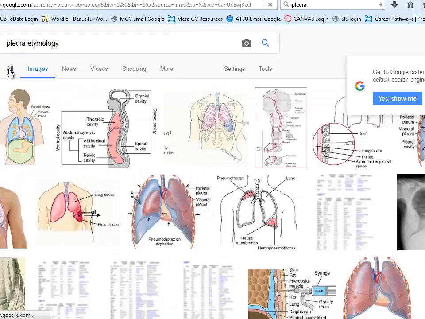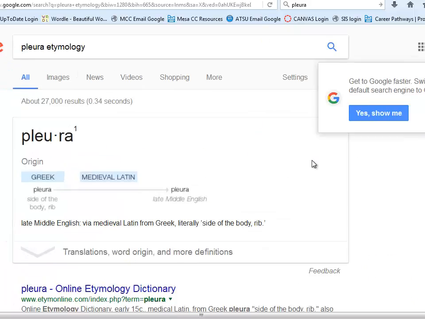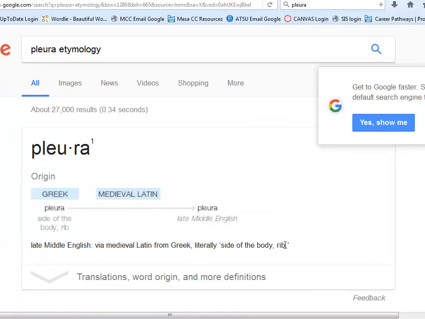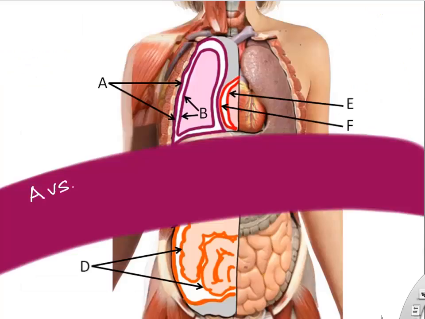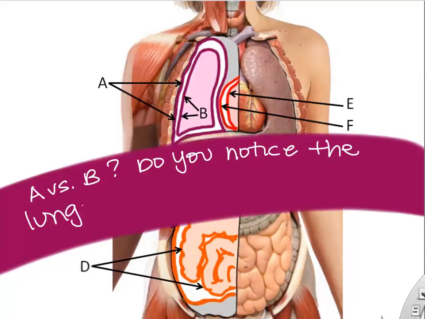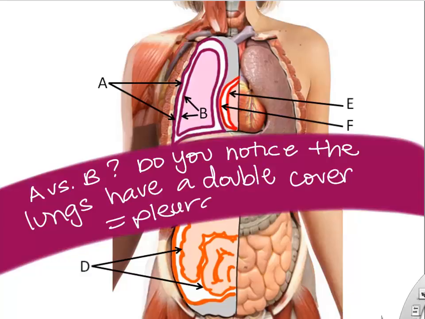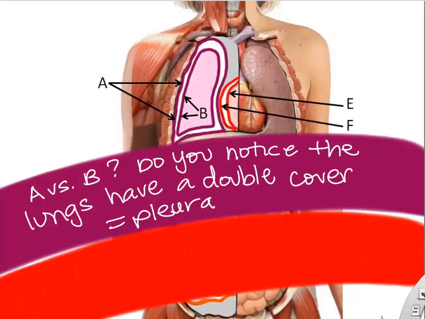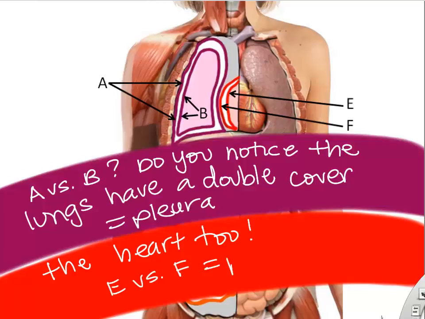If you ever want to know where these words come from, why did they use the term pleura, you can always Google it and look up the etymology, or where do these words come from. In this case, it means the side of the body related to the ribs for the pleura. So one of the things you might notice is that the lungs are surrounded by A and B. It almost looks like the pleura must have two layers, and that's true. And if you look at the pericardium as well, the pericardium has two layers. The heart is surrounded by a double layer.